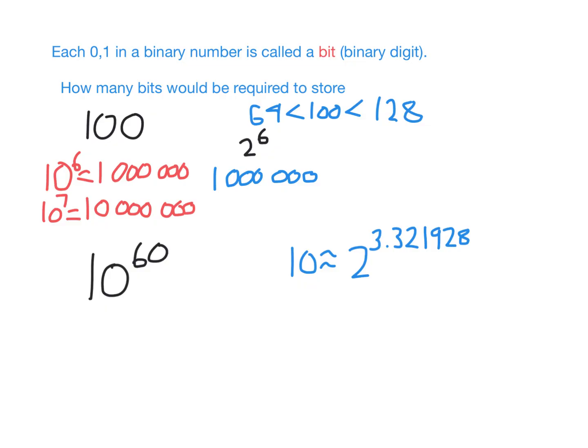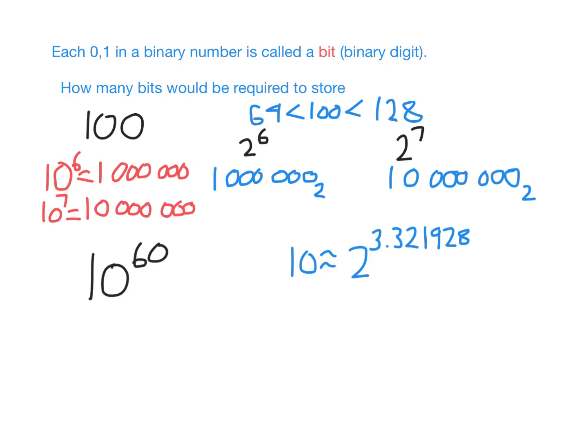So 2 to the power of 6 has 7 digits. You can probably guess 128, which is 2 to the power of 7, will have 8 digits. It will have a 1 followed by 7 zeros. This is what 128 looks like in binary. So 2 is like the 10 in binary. Any number between these will also have 7 digits.